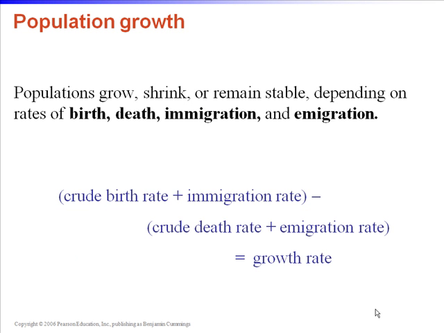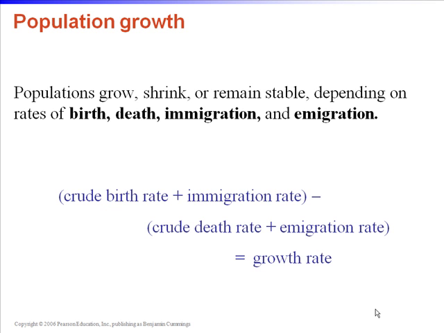So populations may grow, shrink, or remain stable. We can see that when we look at those population age structure diagrams. Now, the four factors that determine whether or not a population is growing, shrinking, or remaining stable are births, deaths, immigration into an area, and emigration away from an area. Those four factors determine if the population is growing, shrinking, or remaining stable.